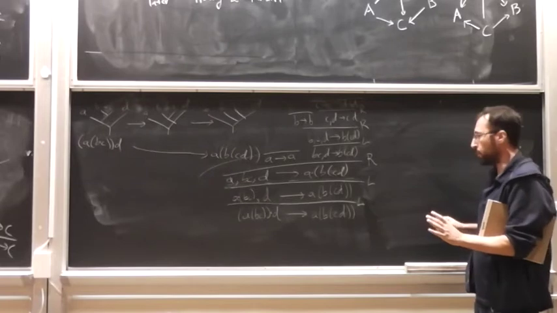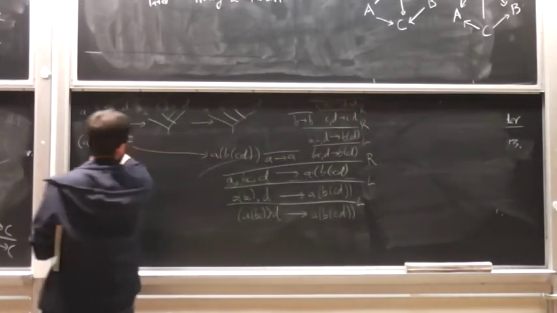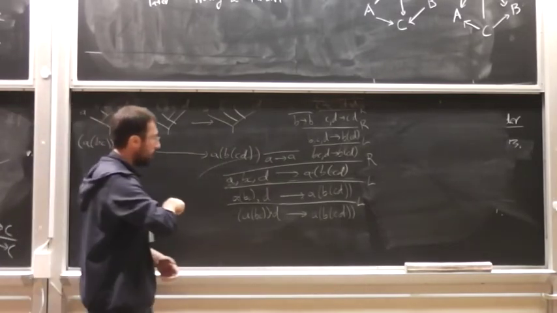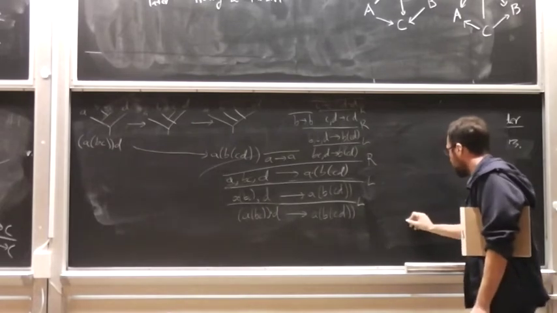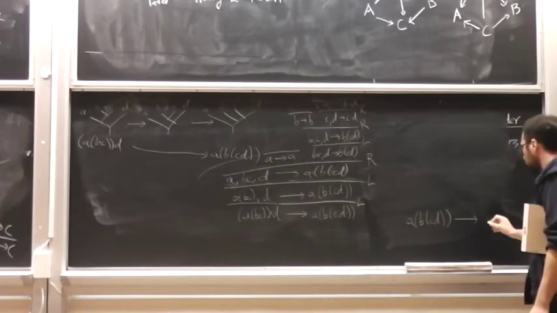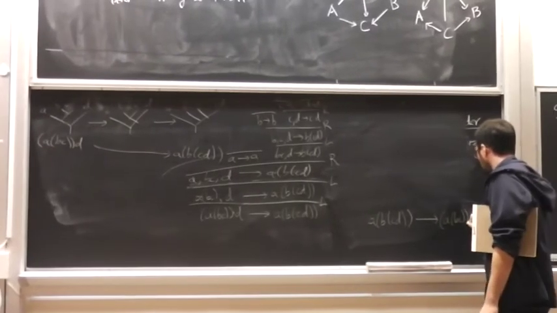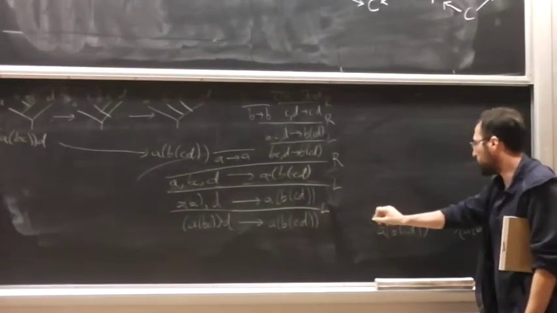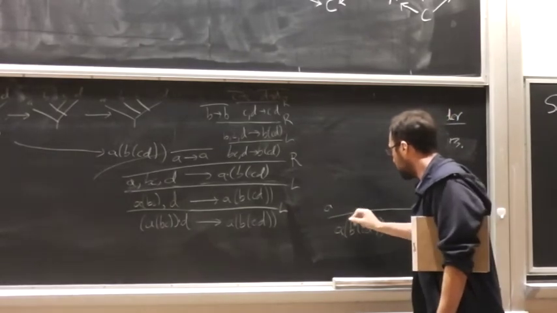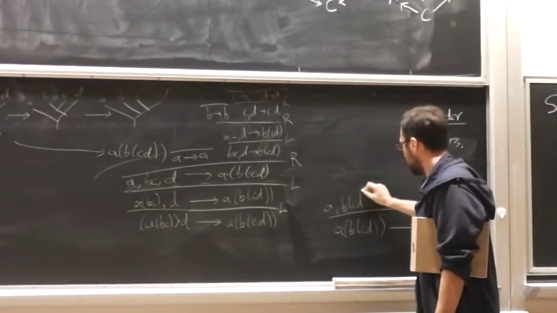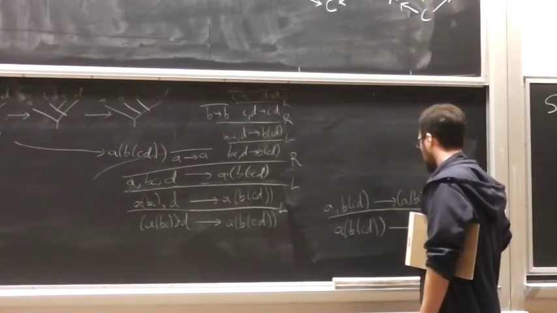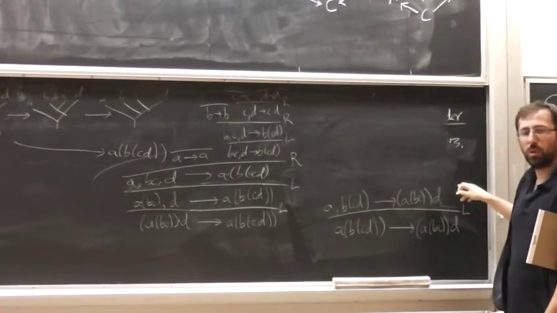I'll give you a non-example now. So we know that this tree is below this tree in the order, but we don't have the other way around. So this tree is not below this tree. But let's try to prove it anyways. Okay, so we can start the same way. We'll apply the left rule, and we turn the product into a comma. But now what do we do?